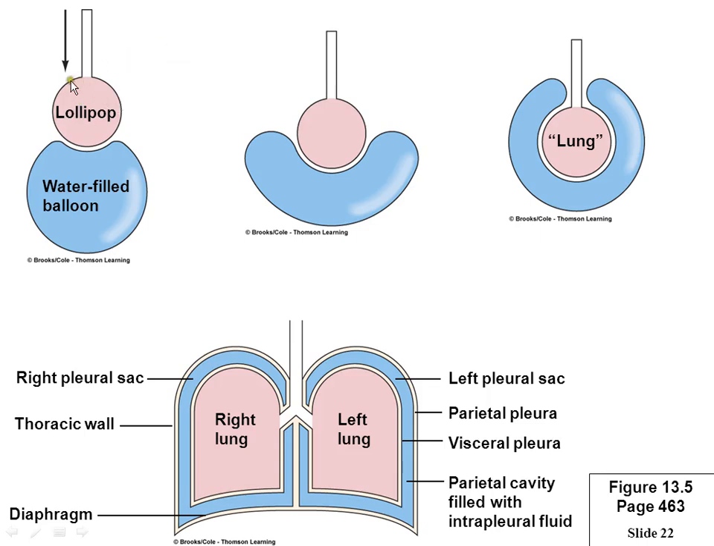I always use the fist in my analogies, but if you have a fist and you push it into a balloon, the balloon just wraps around the fist. The same thing if you have this lollipop and you push it in the balloon, it just wraps around the lollipop. That's what the pericardial sac and the pleural sacs do. They just wrap around the organ.